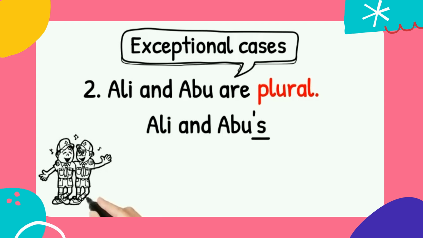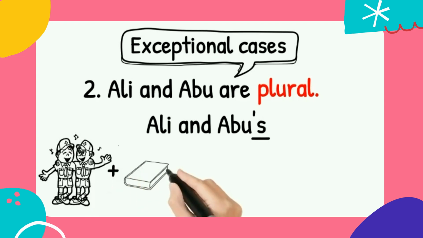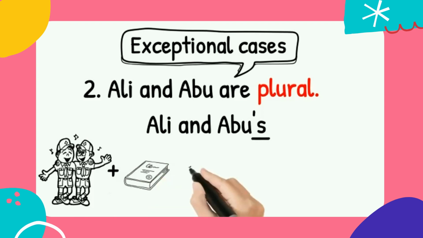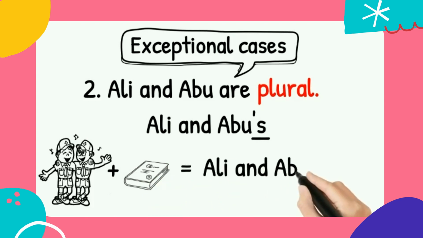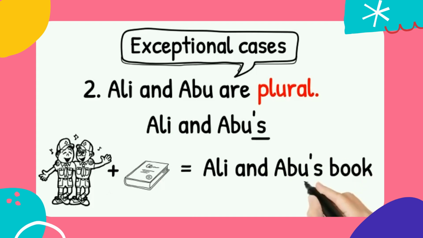We only mention the possessive at the second pronoun. For example, we have Ali and Abu, and we have books. And we want to show that the book belongs to Ali and Abu. So we are going to write it like this. Ali and Abu's book. The apostrophe S comes at the second pronoun. Ali and Abu's.